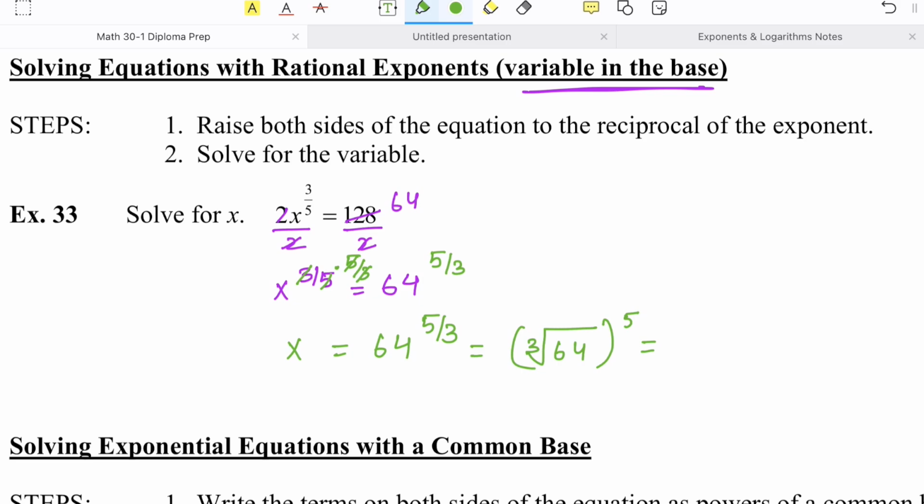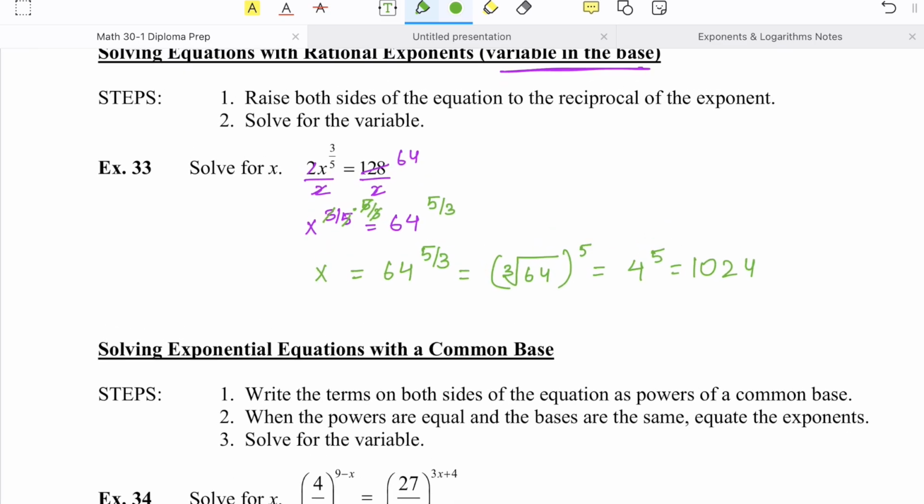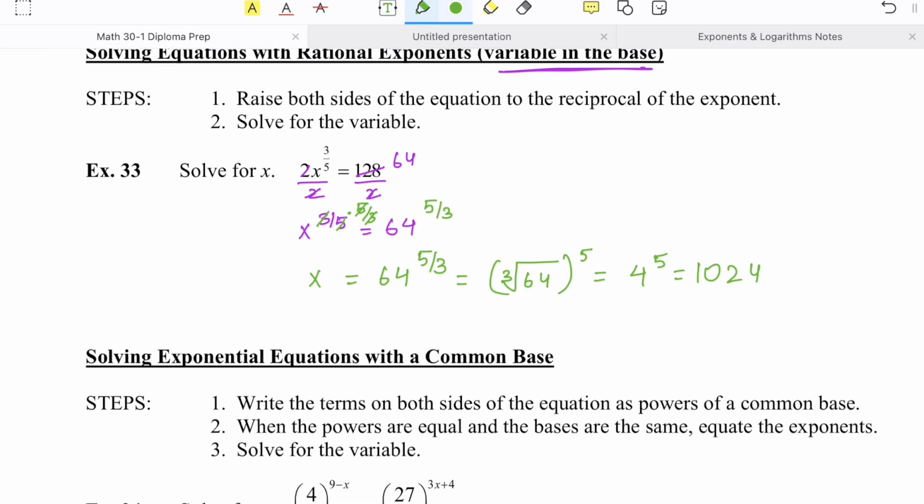The cube root of 64 is 4, and 4 to the power of 5 is 1024, and that's your answer. Okay, so that's how you do this question. But remember, always isolate the variable first. Okay, let's try the next question.